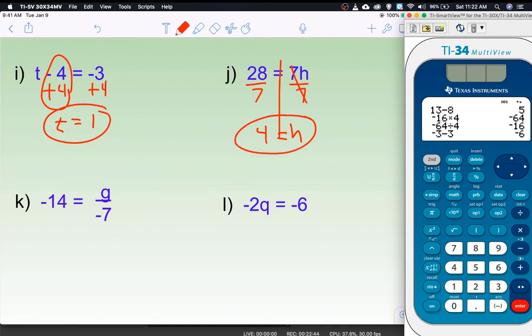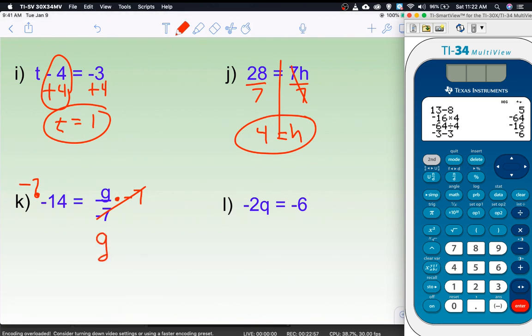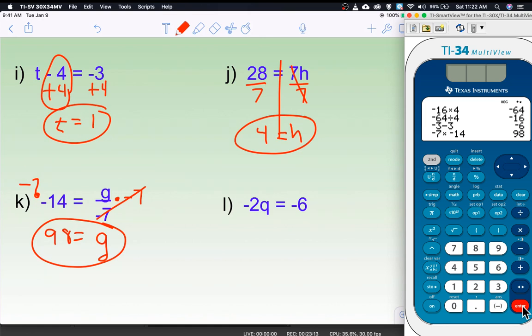Letter K, we're going to solve by multiplying both sides by -7, because we're trying to cancel out this divide by -7 here. So this multiply cancels that out, and we get g equals... I don't know that math off the top of my head. -7 times -14 is +98. Make sure you keep track of your negatives when you are multiplying, especially when you're using your calculator. It's very easy to miss one of them and get a wrong answer.